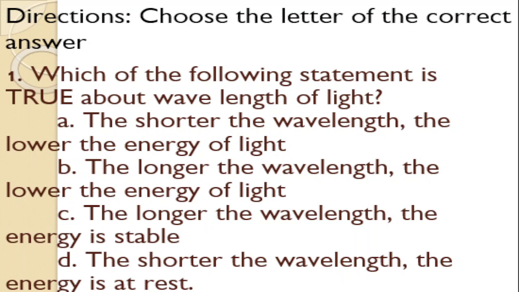Question number 1. Which of the following statements is true about wavelength of light? A. The shorter the wavelength, the lower the energy of light. B. The longer the wavelength, the lower the energy of light. C. The longer the wavelength, the energy is stable. And D. The shorter the wavelength, the energy is at rest.